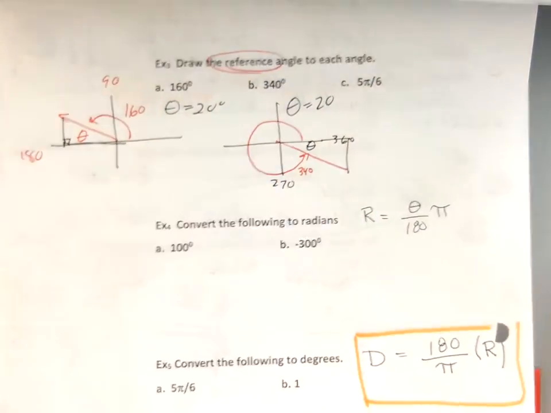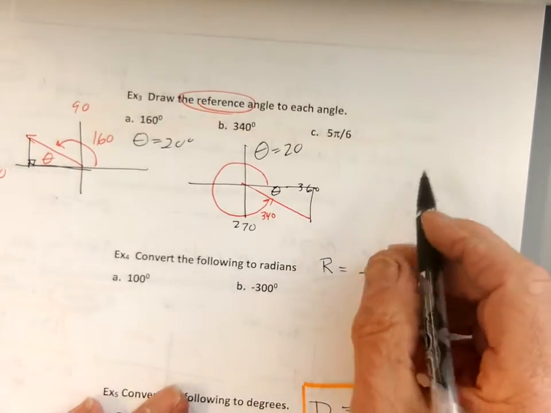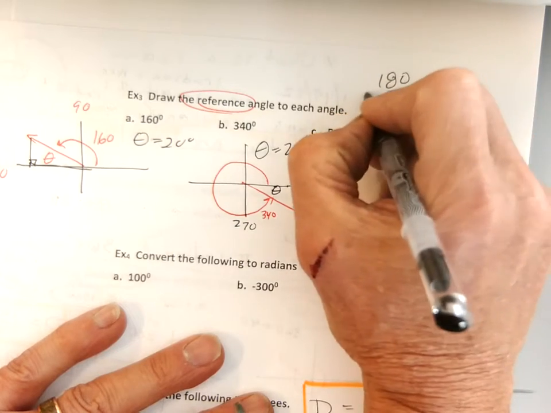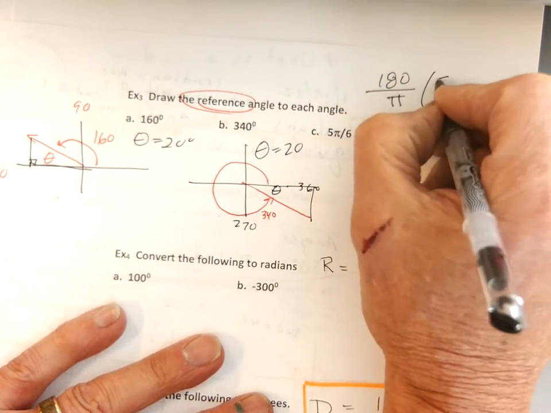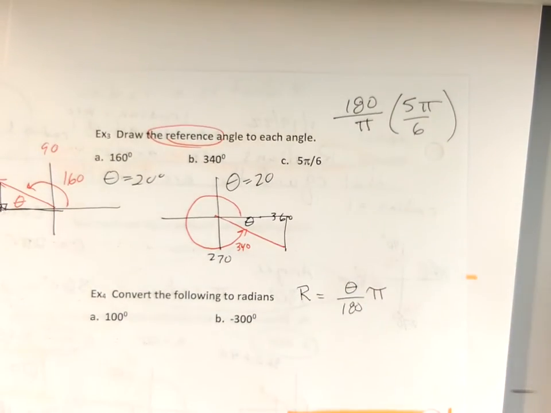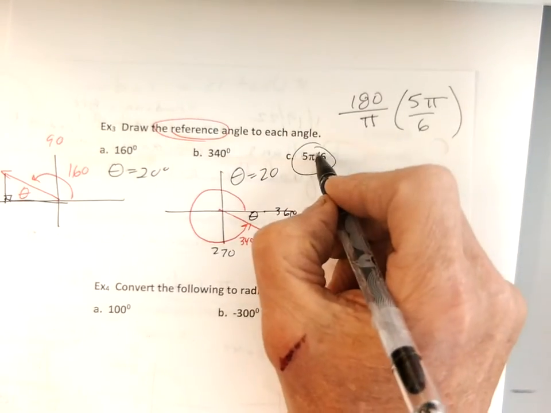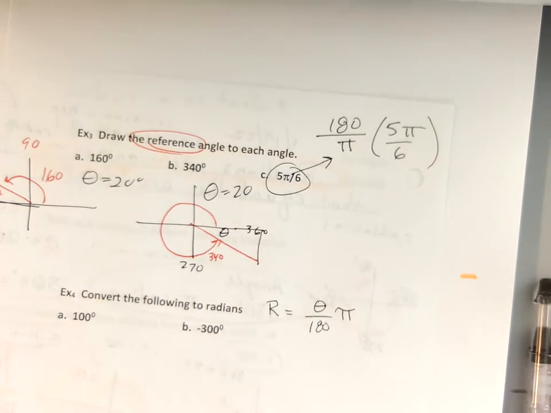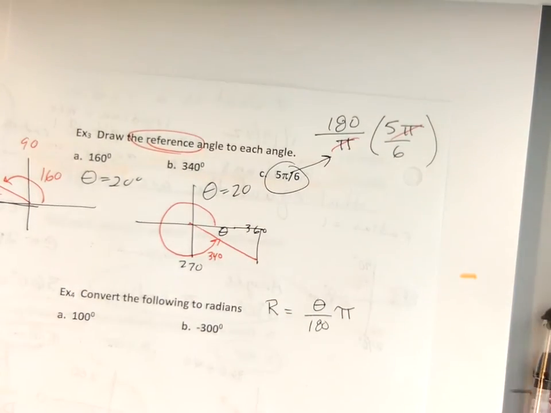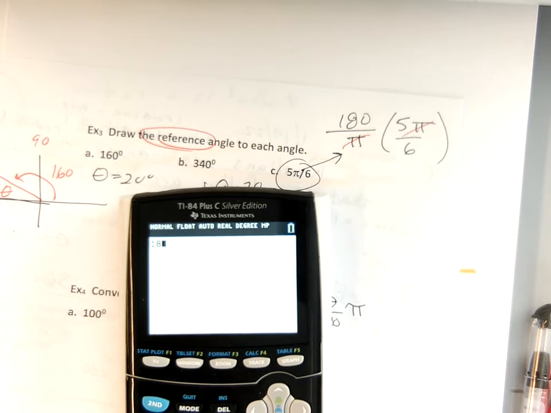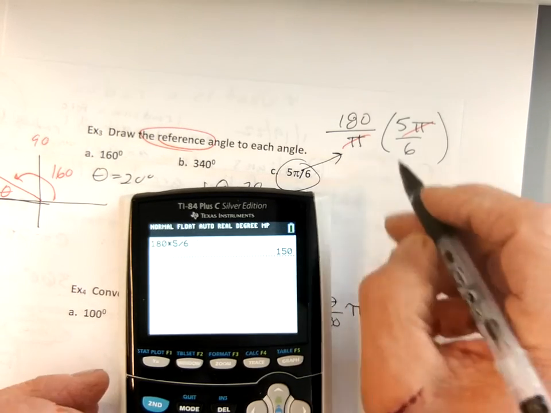Now 5π/6. Okay, so I've got to do my conversion. I'm going to take 180 over π times 5π/6. I have to convert it because I don't like radians. I'm not used to them yet. So I'm going to change this angle into degrees. Cancel the π's, and then what? Multiply, right? So I'm going to go 180 times 5 divided by 6, and I get an answer of 150 degrees.